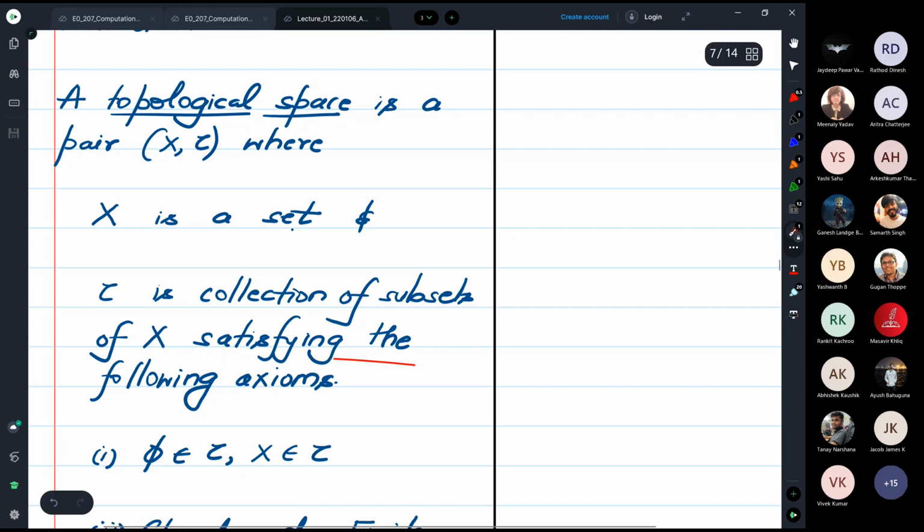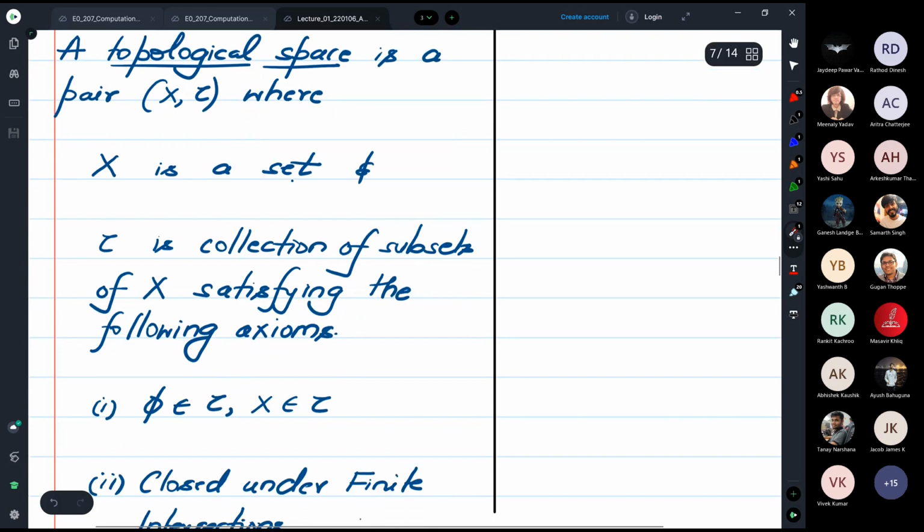We require that this collection satisfy a different set of axioms, or a different set of properties. So what are these different properties? The first property is that in this collection, we should have the empty set. Similarly, we should have the whole set, whatever this X is, in the collection. This is the first requirement.